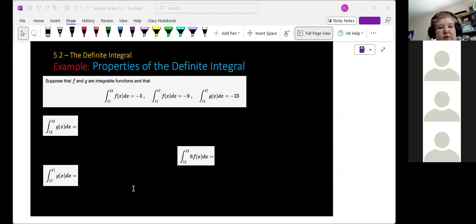All right, so we've got a couple of definitional facts. We're being told the integral from 11 to 12 of f of x dx is -3. From 11 all the way to 17, it's -9. And then the integral of g of x from 11 to 17 is -23. Now, if I look at the integral of g of x from 12 to 12, well, that's the same number. So this has no width, so it has no area.